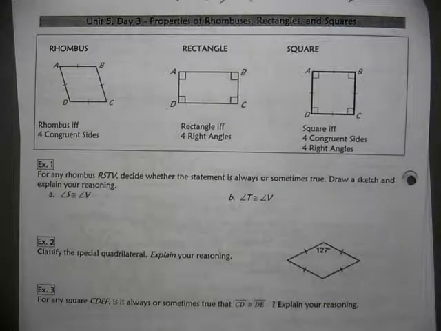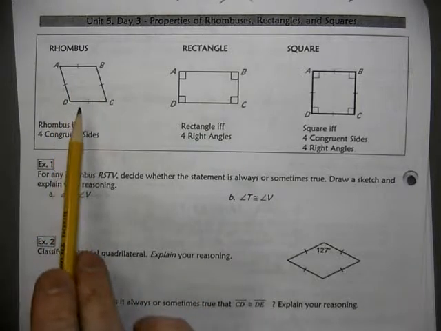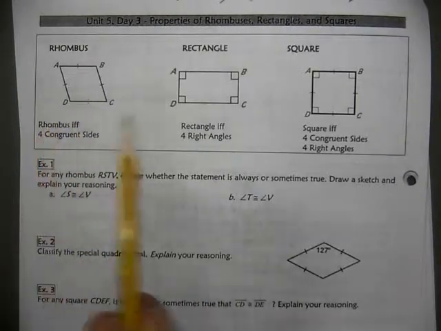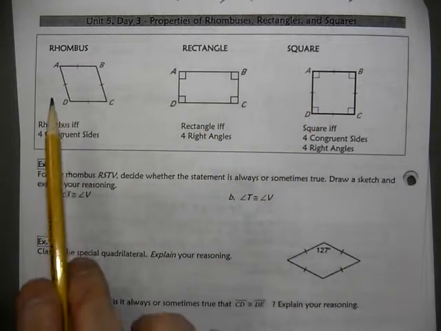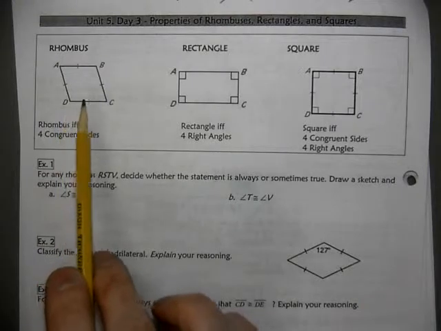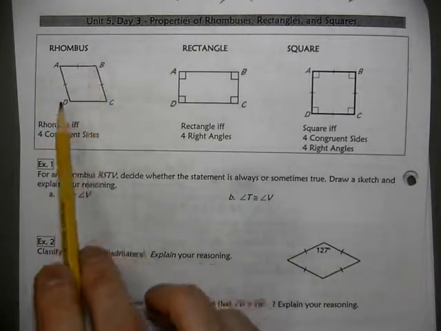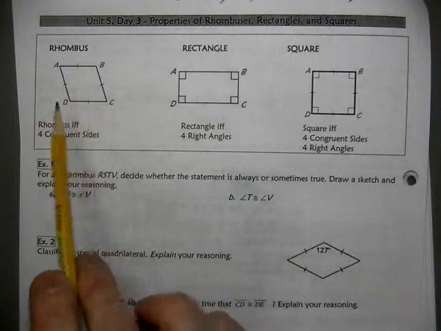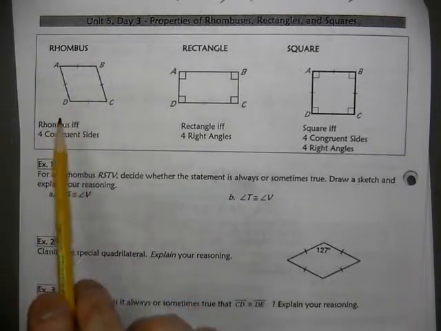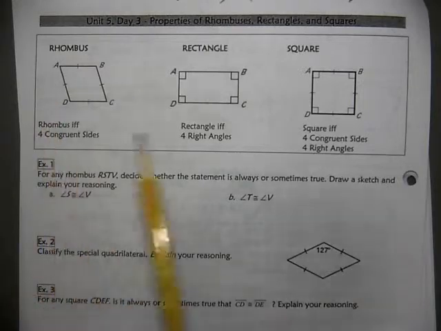This is Geometry, Unit 5, Day 3. We're talking about the properties of a rhombus, a rectangle, and a square. A rhombus has four congruent sides. A rhombus is a type of parallelogram. So is a rectangle and a square. So it's going to have all the same properties that every parallelogram has: opposite sides congruent, opposite angles congruent, consecutive angles supplementary, diagonals that bisect each other. It has all those properties plus a few extra.